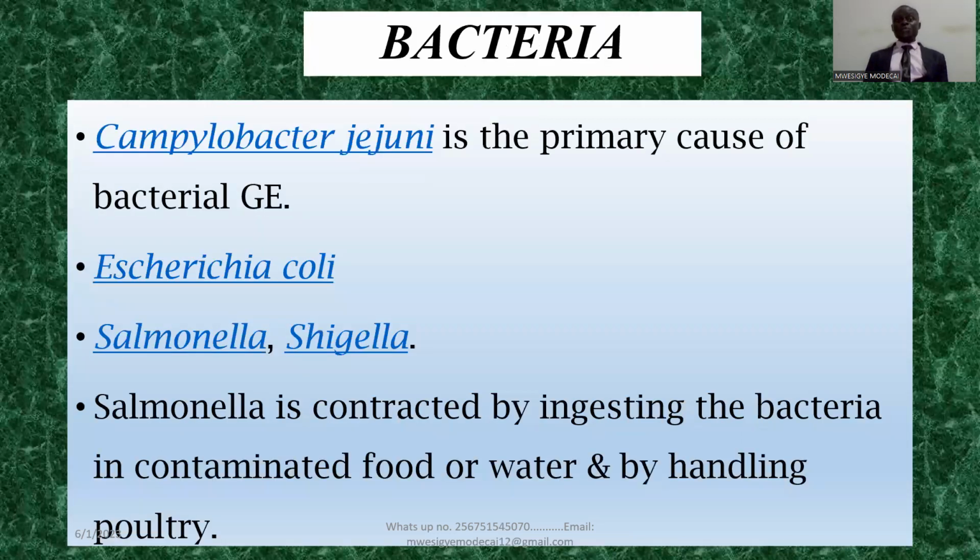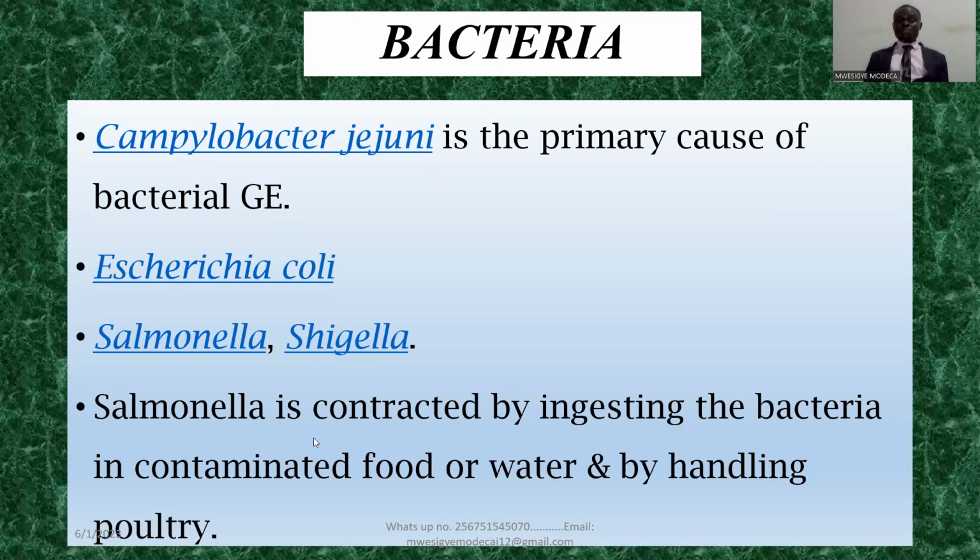Then next, we are going to look at the bacteria. And remember, this one causes bacterial gastroenteritis. So we are looking at examples of bacteria that can cause gastroenteritis. Here we have Campylobacter jejuni, which is the primary cause of bacterial gastroenteritis. In addition to Campylobacter jejuni, we have Escherichia coli, Salmonella, then there is Shigella.